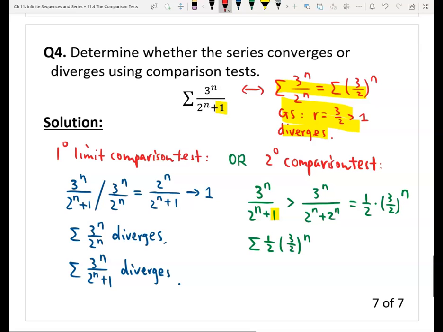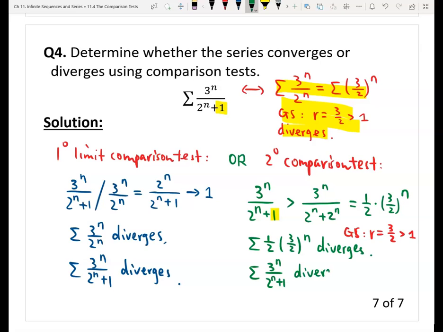Because this is a geometric series, and our common ratio is 3 over 2, greater than 1, the geometric series diverges. And now we do have a result: the smaller one diverges, therefore our one, which is the bigger one, diverges too. Does this make sense? So this is the answer for this question.